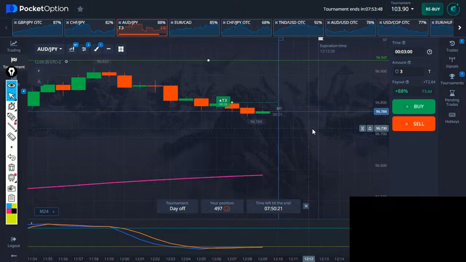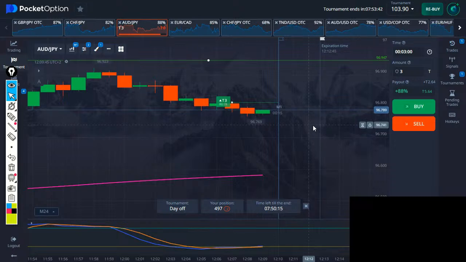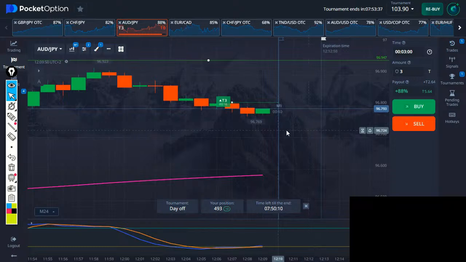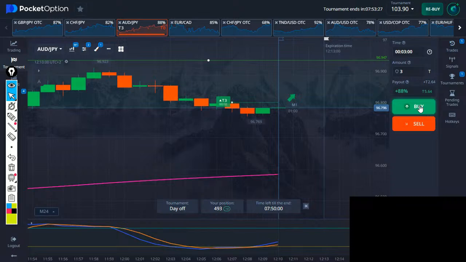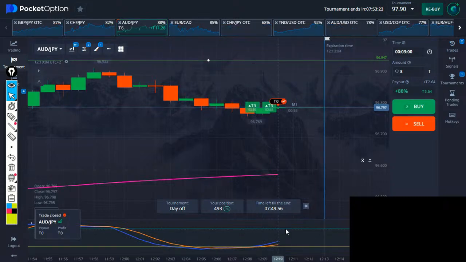20 seconds left. So you see, whenever you trade against the overall trend, you will have shaky situations. However, I'll take two here. We have a clean cross above the 20 line.